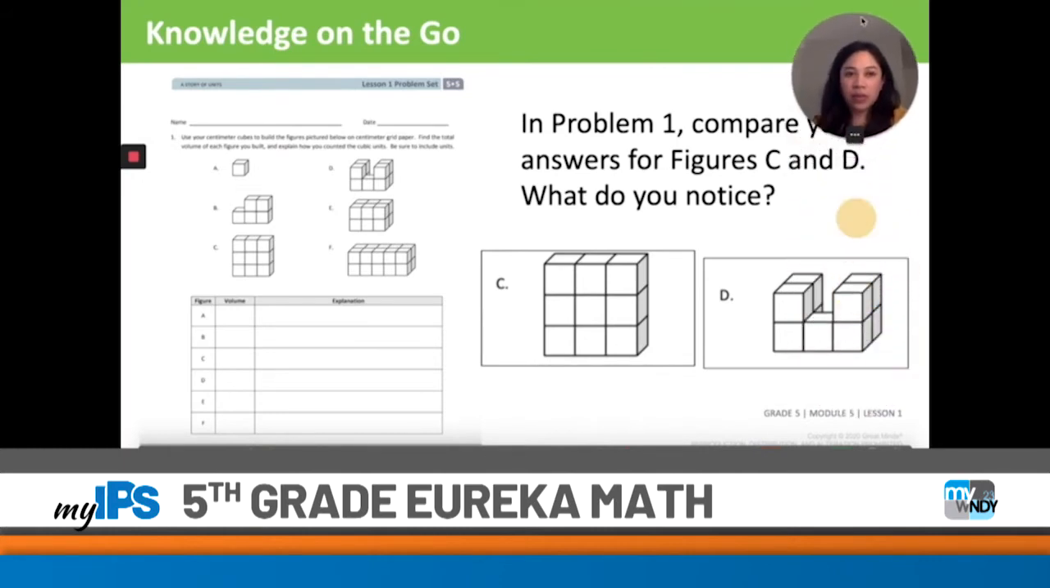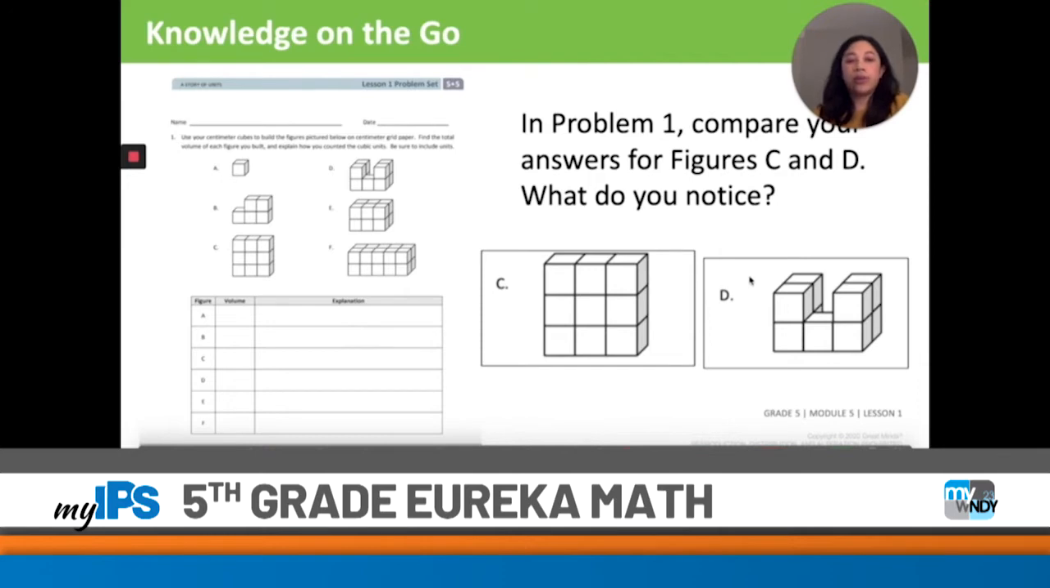I hope you were able to see that figure C has a volume of 9 cubic units. D also has a volume of 9 cubic units. So with figure C, we can see that there are 3 layers, and each layer has 3 cubes. So the way that I saw it was 3, 6, 9 cubic units.